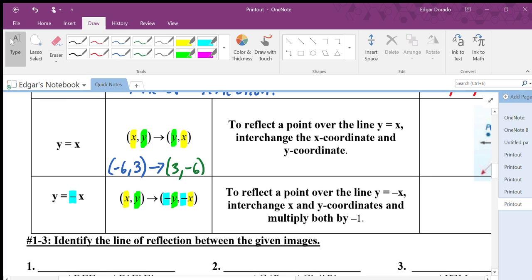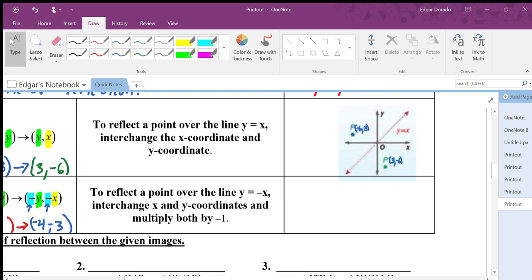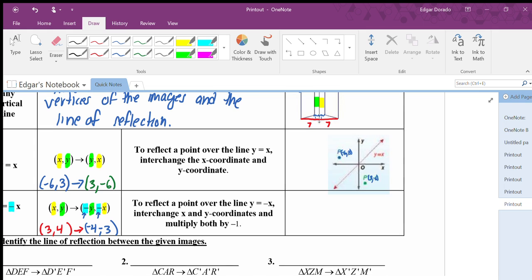Let's say, for example, I have 3, comma 4. Then my new ordered pair, again, my x and y are going to switch, so this is going to be 4 and 3, but now both of them have to be negative. So this is going to be -4, -3. So let's go ahead and do a quick picture of that.